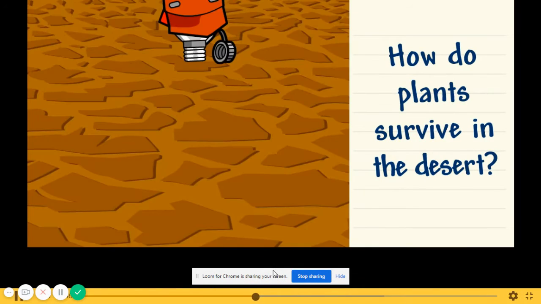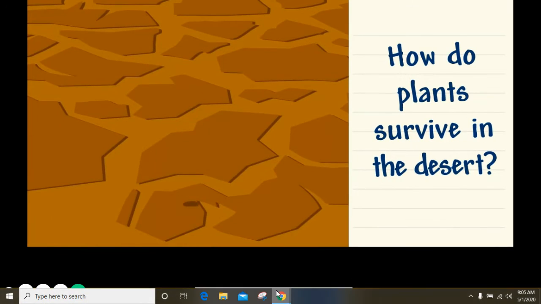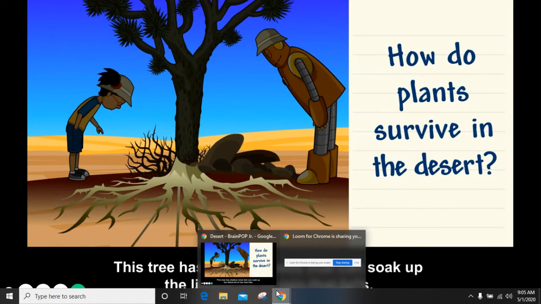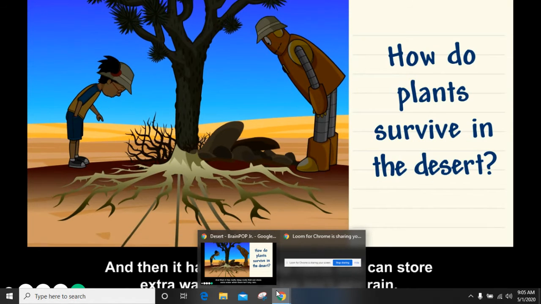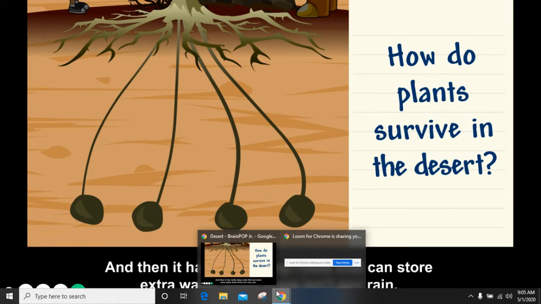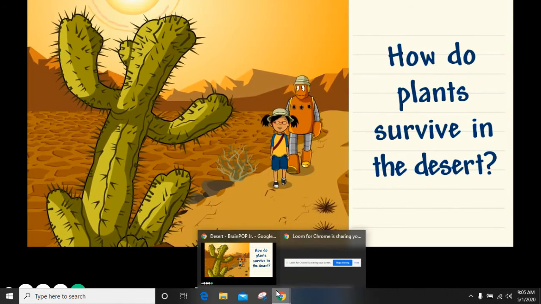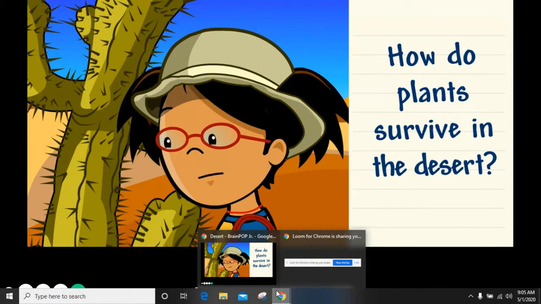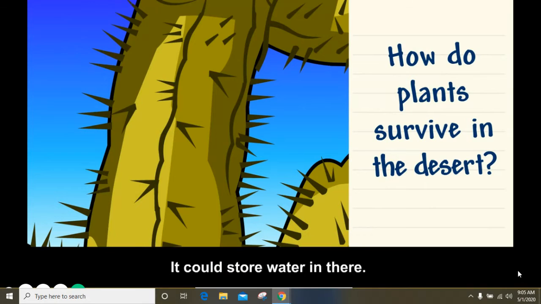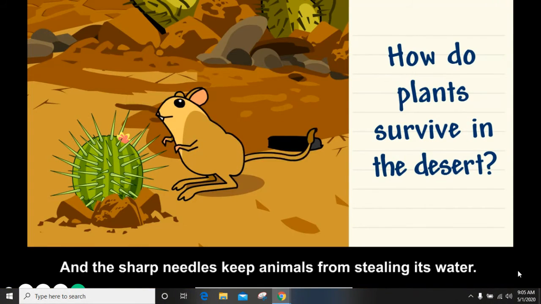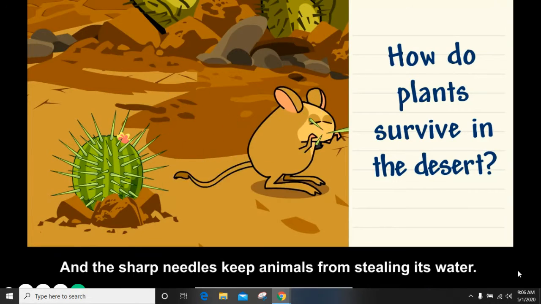Moby. This tree has shallow roots that can soak up the littlest bit of rain that falls. And then it has really deep roots that can store extra water when there isn't any rain. You're right, Moby. That cactus does have a thick stem. It could store water in there. And the sharp needles keep animals from stealing its water.